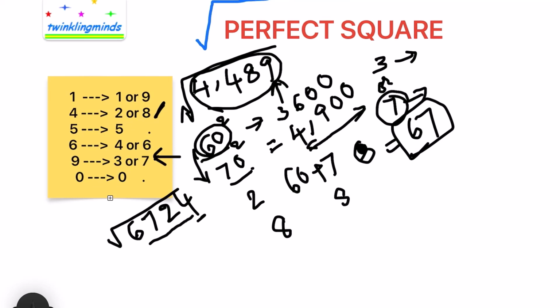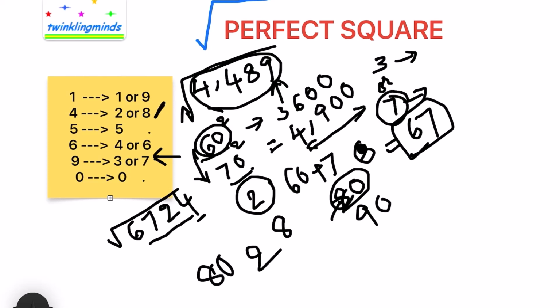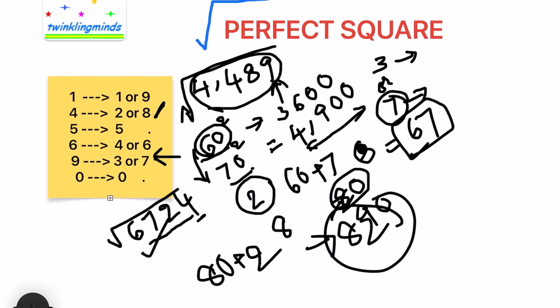6,724 is in between 80 and 90, but closer to what? 80. So our units position for the square root is 2. Then what is the lower limit? 80. Add 80 plus 2. This is 82. Square root value of 6,724 is 82. See how simple it is, isn't it?